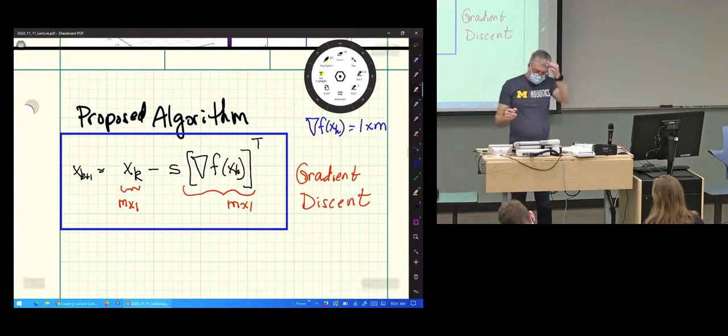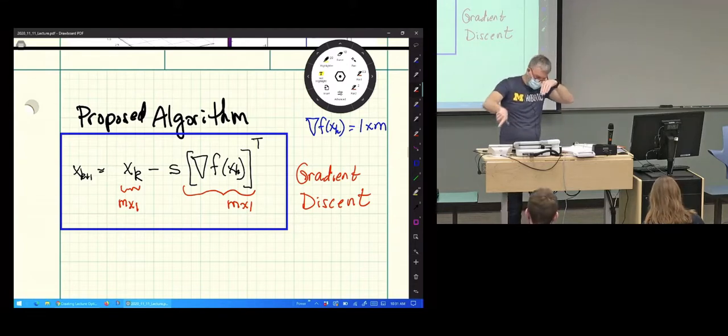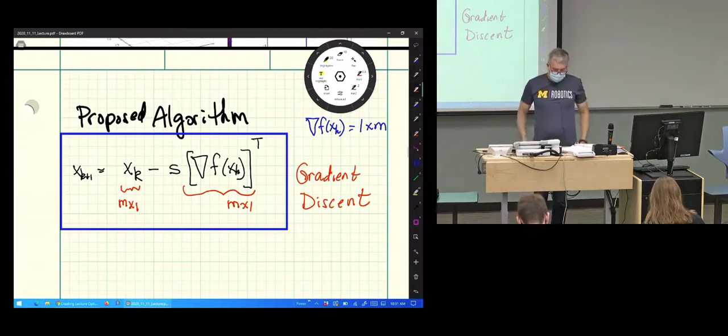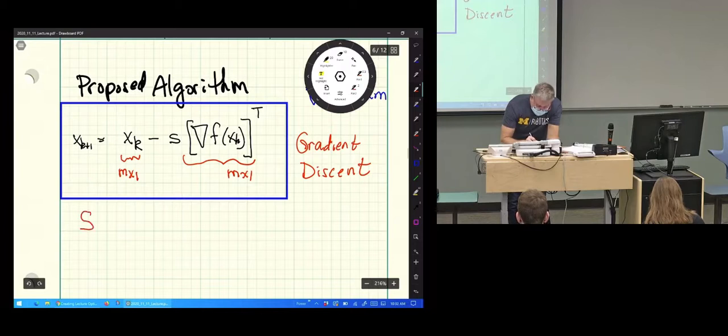Okay, so it's being at the side of a big mountain and then heading down the steepest way to get to the lowest point in the valley. Okay, so this seems like the right thing to do.